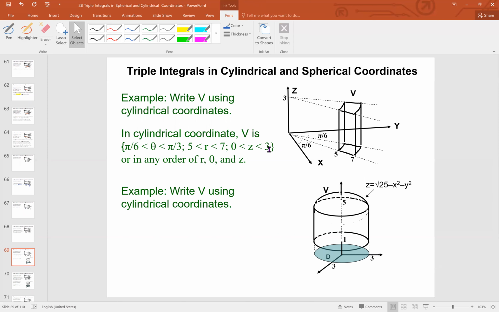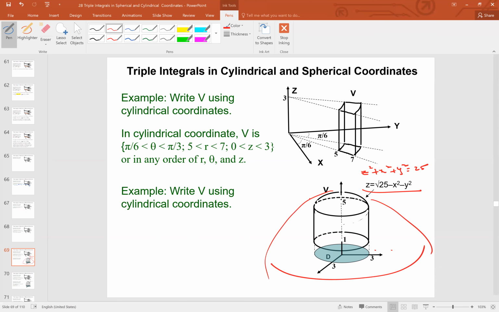And here is a can with a lid floating in space. How do I know it's a can? Well, in this equation, if I square both sides, I get z squared, move the x squared and y squared over, and I get that. Oh, that's a sphere of radius 5. So this is just a part of the sphere as the top of the can.